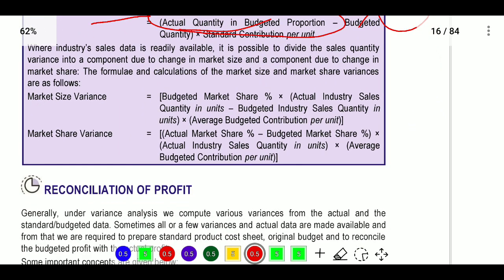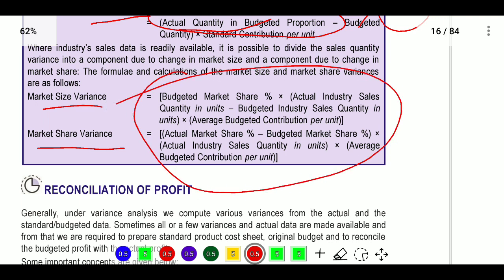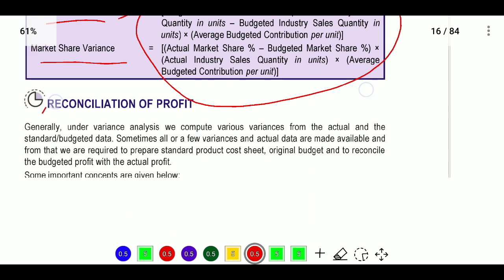Next, market size variance or market share variance. Market size variance is the budgeted market share into actual industry sales quantity minus budgeted industry sales quantity, into average budgeted contribution per unit. These are the formulas, and when we solve them we will get the proper idea, and I will give you how to remember those formulas.